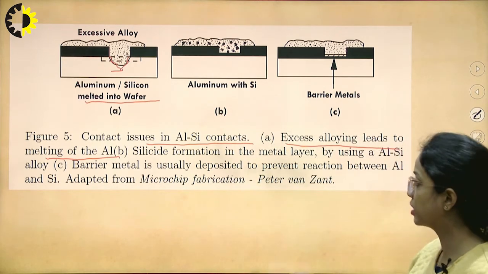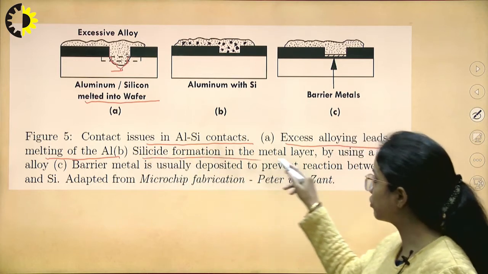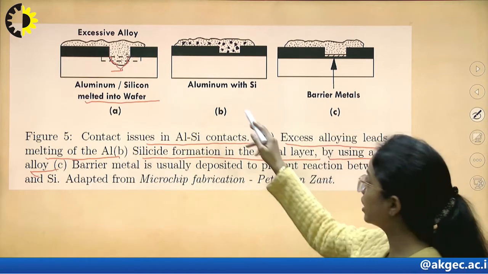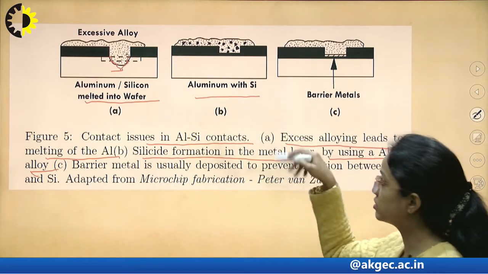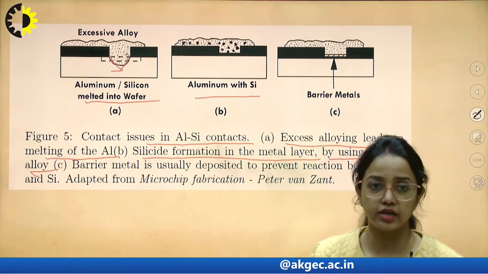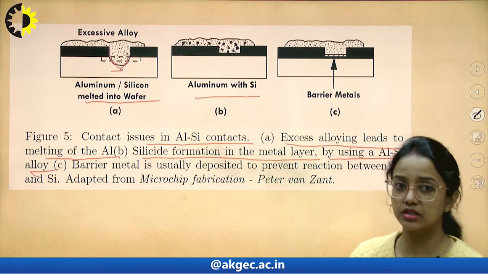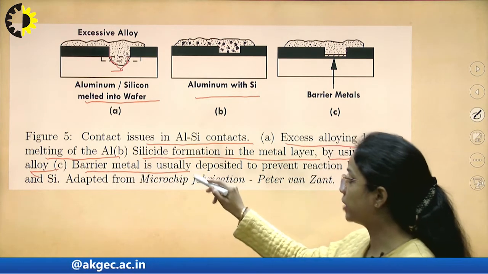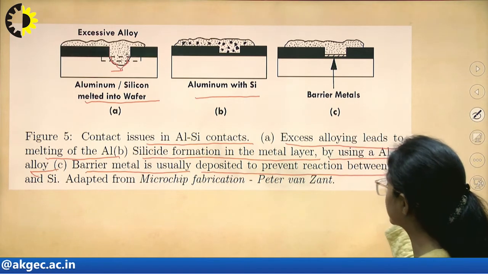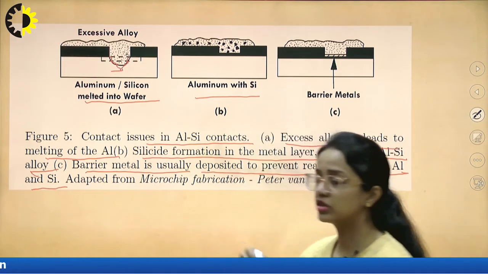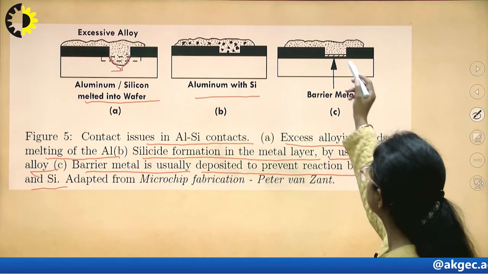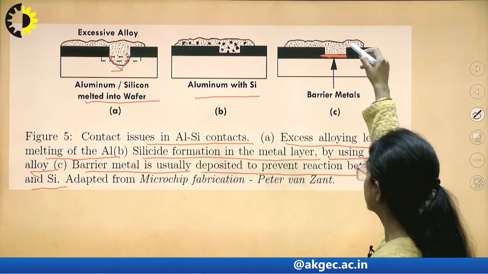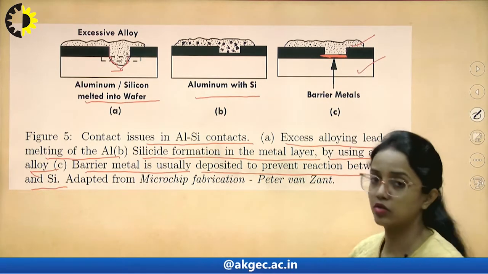Next is silicide formation of the metal layer by using aluminium silicon alloy. So here, with aluminium and silicon, there is silicide formation in the metal layer, which can be seen in the second diagram. Next is the barrier layer, that is the third thing. A barrier layer is usually deposited to prevent reaction between aluminium and silicon. So just as aluminium and silicon should not react, here we have a barrier layer, and this barrier layer prevents the aluminium and the silicon from coming in contact.